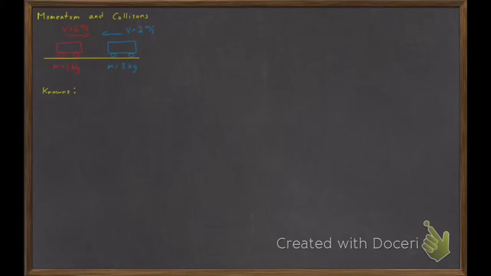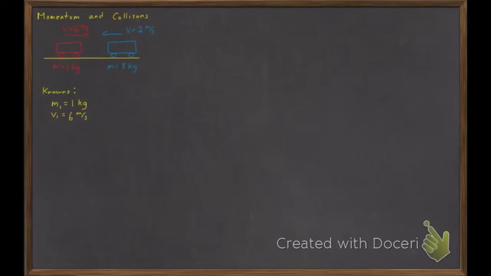Alright, so when we answer this question, we first want to put our knowns and unknowns, and we already can visualize exactly what's happening. We have the red cart going 6 meters per second to the right, and the blue cart going 2 meters per second to the left. We know what their mass is, so now we can put our knowns. So we want to say that our knowns are M1, which we'll say is the red cart, is equal to 1 kilogram. We'll say our V1, the velocity of the red cart, is 6 meters per second.